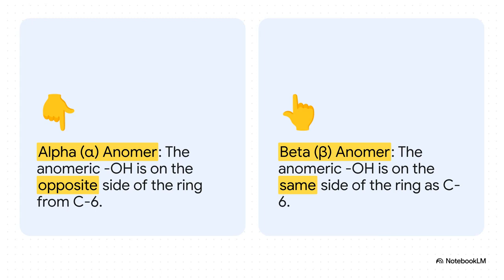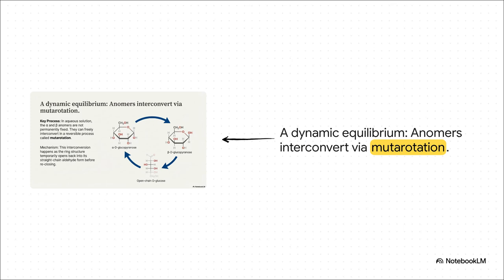Because of this new chiral center, glucose now has 2 new faces, and we call these anomers. We label them alpha and beta. The rule is actually pretty simple. If that new hydroxyl group on the anomeric carbon points to the opposite side of the ring as the C6 group, it's alpha. If it's on the same side, you've got beta. Easy as that.